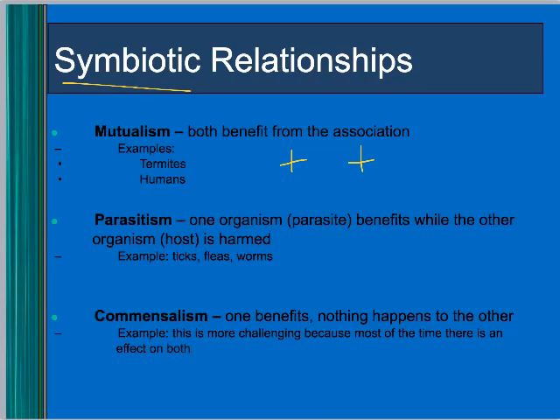An example of mutualism is termites. Termites have bacteria that live in their gut, and they are what gives the termites the ability to digest wood. And in humans, you can think about the microbiome and how the microbiome helps us out. Now, parasitism is when one, the parasite, benefits while the other, the host, is harmed. I always think of blood-sucking parasites, so ticks, fleas, worms, things like that.